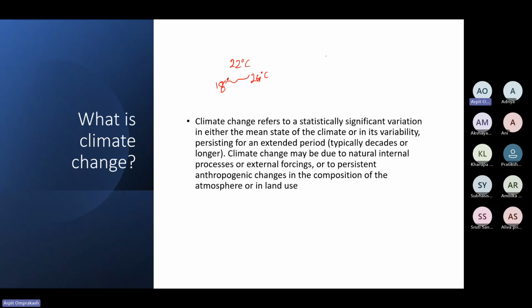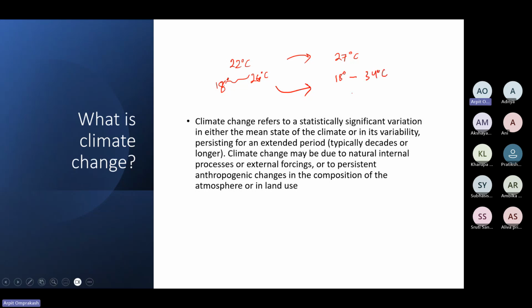Now, if you see that this has changed from 22 to, let's say, 27 degrees Celsius, so the mean state of the climate has changed, then you term this as climate change. Otherwise, if you see that the range of variability has changed, so for example, now instead of 18 to 26, it's 18 to 34, right?